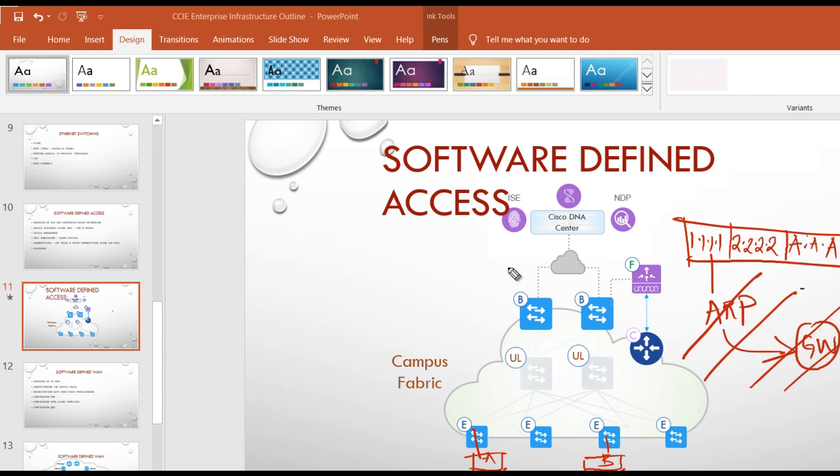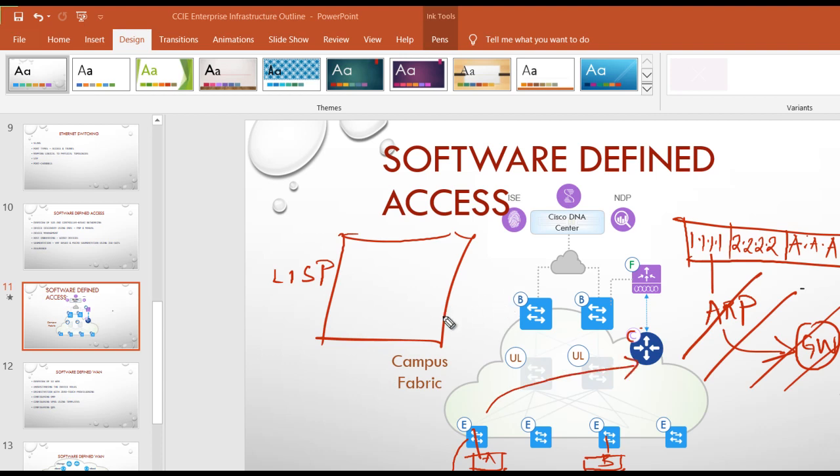Instead, we now have a control plane here. This C actually stands for control plane. The control plane will be managed by a protocol named LISP, and this LISP keeps a clean directory of all the nodes in the network and how to reach all of them. So what does 1.1.1.1 do when he wants to go to 2.2.2.2? He sends his packets, and this guy knows how to get to the control protocol to say, I am going to 2.2.2.2, how do I get there?